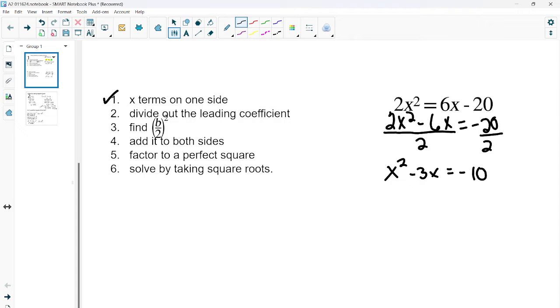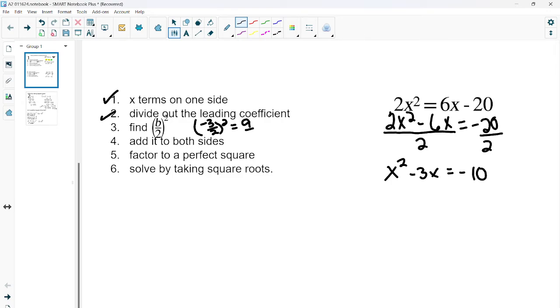Okay, then once we have divided out the leading coefficient, we are back to where we were in the example above. We are going to do the b over 2 squared. Now, you're going to notice this gets really ugly because what we have here is a negative 3 over 2 squared. Now, that negative didn't matter all that much. I wouldn't have even had to put that there, but I do have to square this.